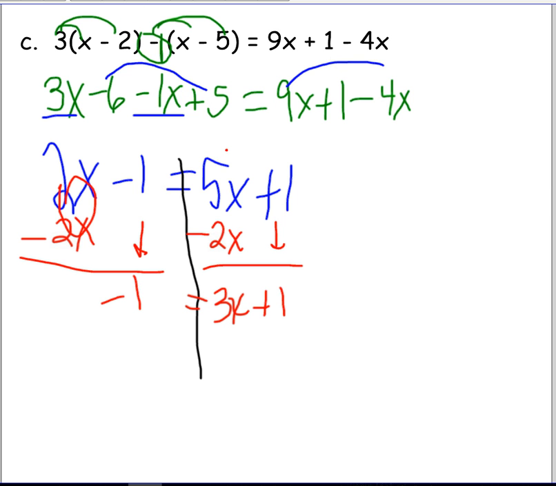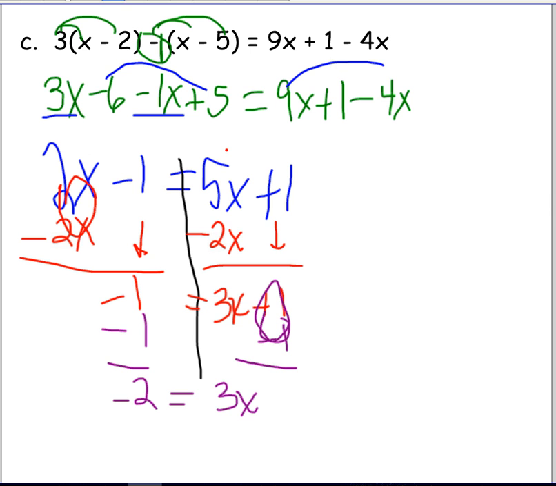Now that we've taken care of moving our x's, let's take care of moving our constants. We have a plus 1 here that we need to remove. So we'll do the opposite, or subtract 1. So we subtract 1 from both sides, and we get -2 on the left-hand side. Our 3x drops down on the right, and our 1 zeroed out.